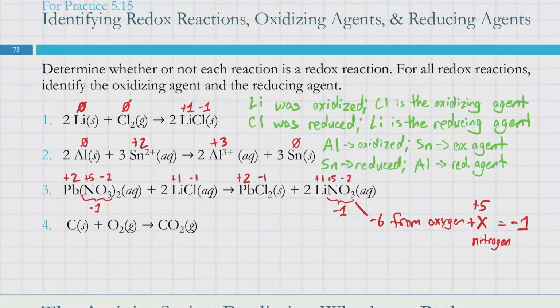Is this a redox reaction? No, it's not a redox reaction because none of our things change their oxidation state moving from the left to the right. So our lead was a +2. On the right side, it's still a +2. Our nitrogen was a +5. On the right side, it's a +5. Our oxygen was a -2, still a -2. Lithium was a +1, still a +1. Chloride was a -1, still a -1. So this was not a redox reaction.